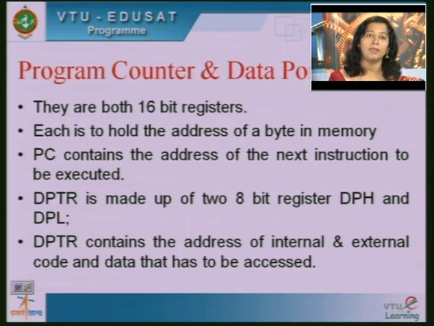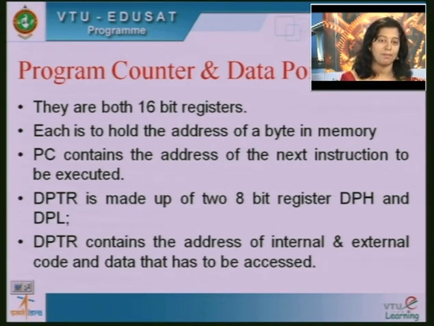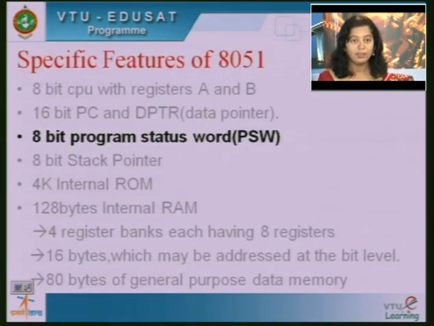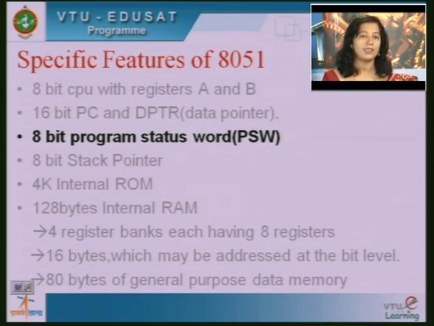They store 16-bit addresses. Program counter stores the address of the next instruction which has to be fetched from the program or program memory, and data pointer will have the address of the data which has to be fetched from the data memory. The next one we need to discuss is an 8-bit word, also known as the program status word. So 8-bit registers we call 8-bit words here.